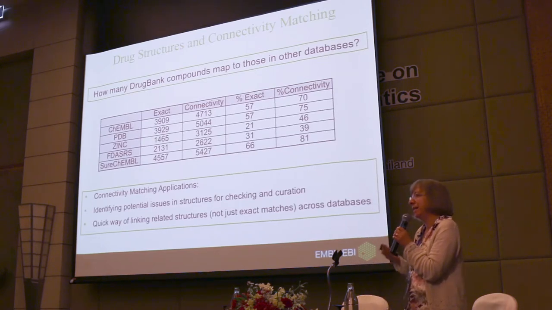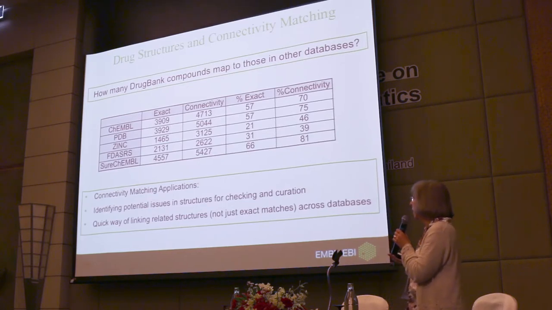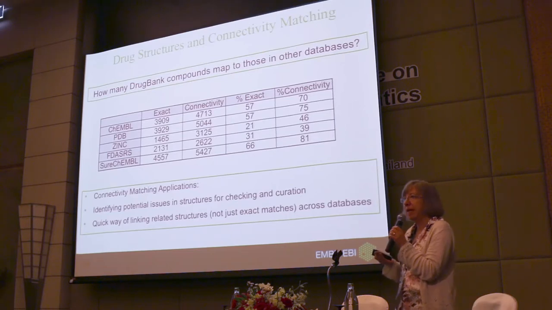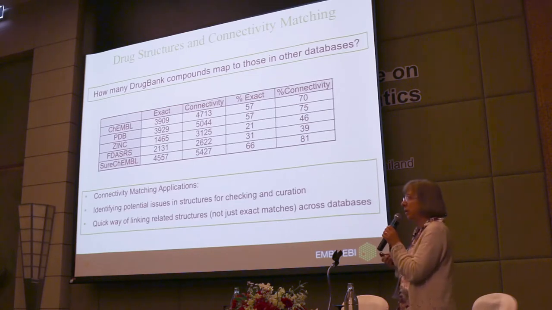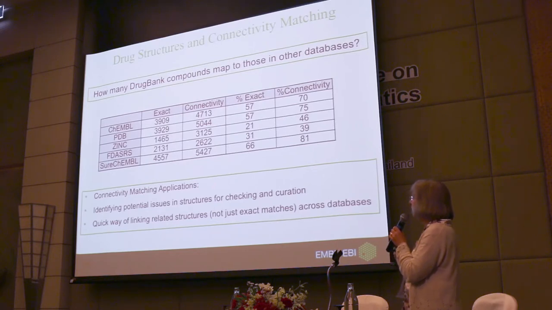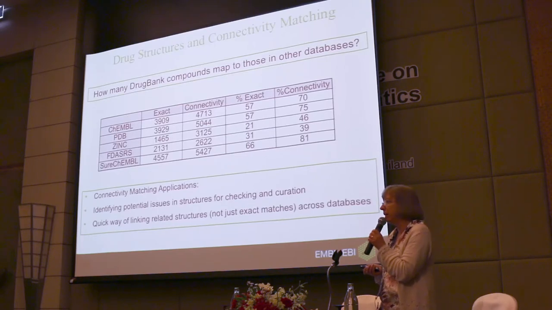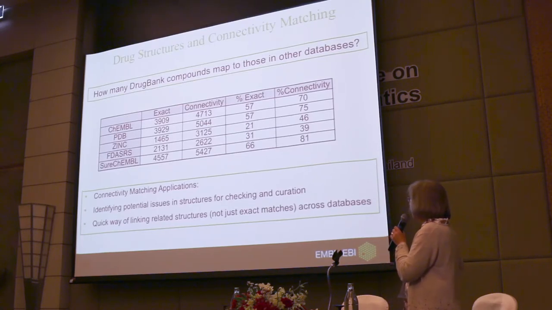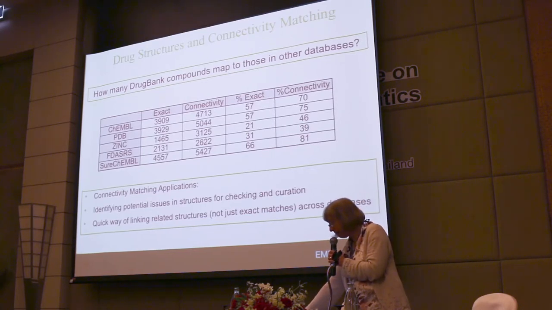And I don't think it's necessarily that everybody's made errors. Obviously, there are errors in these databases, but part of it is to do with the limitations of the mol files that people tend to use to define some of these chemical structures. But you can see that if you use the connectivity mapping, you are seeing a lot more mapped together, so it's potentially quite useful. We've used this to try and identify potential errors in structures in our databases, and obviously it's a way of linking these compounds together across databases.